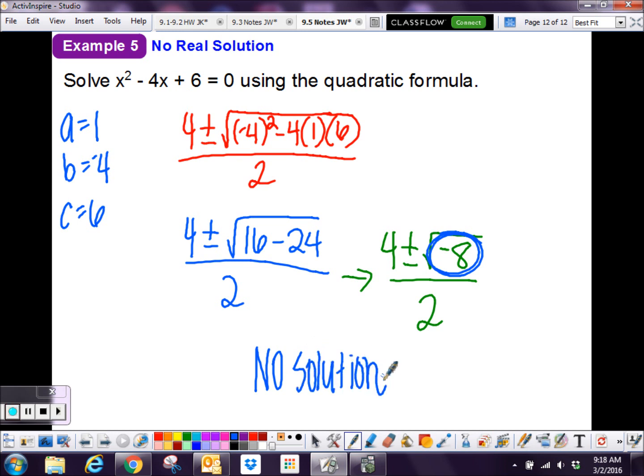Now, don't just assume that when you get an error, it means no solution. Make sure you go back and check that you plugged everything in right first. If you did, you can check the stuff underneath the radical and figure out what that number is. But if you do get an error there, if you get a negative, then it's going to be no solution.